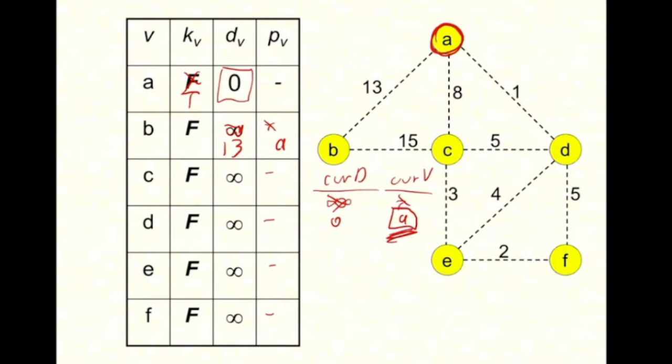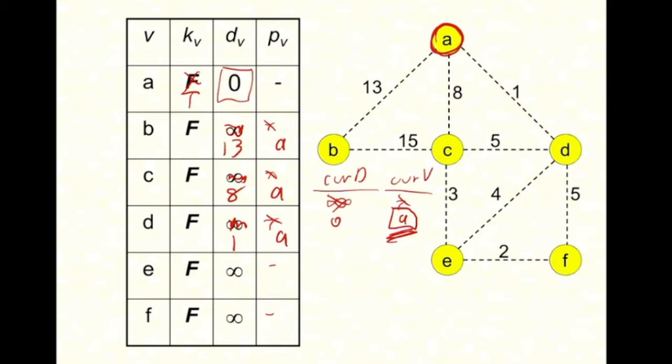Now, what about C? C is false. Currently infinity. A to C is 8. Hey, that's better than infinity. 8 if I use A to get there. All right, D. D is false. Infinity. A to D is 1. That's way better than infinity if I use A to get there. Now, E is false. E's current distance is infinity. What's the distance from A to E?